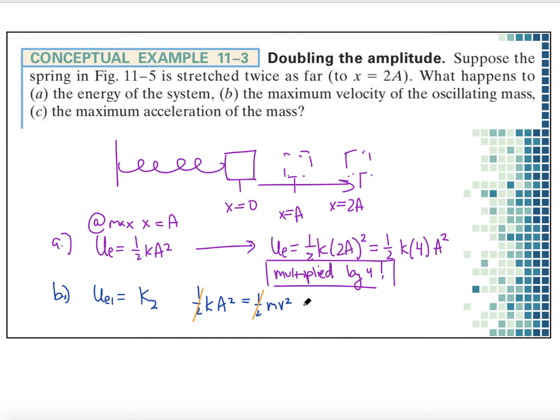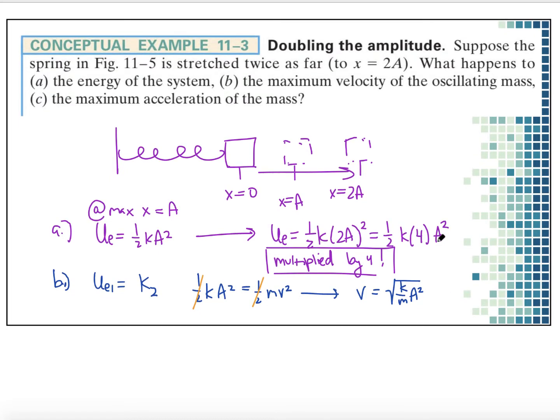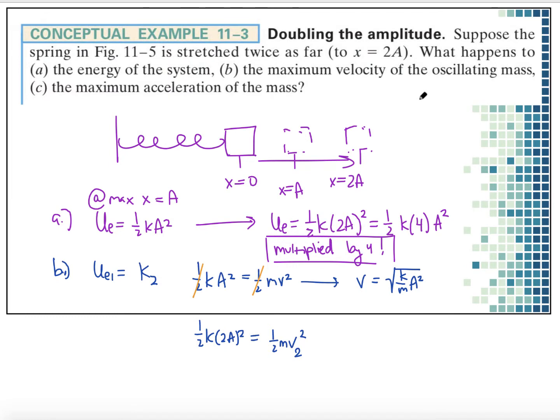And what we end up seeing is that the original velocity is equal to the square root of k over m times, we'll just leave it as A squared. So what happens now when we want to use an energy that is 4 times that? Well, let's go ahead and plug it in and see. So 1/2 k times 2A squared is equal to 1/2 m times, we'll just call this V2 squared. We'll call this V1 while we're at it.